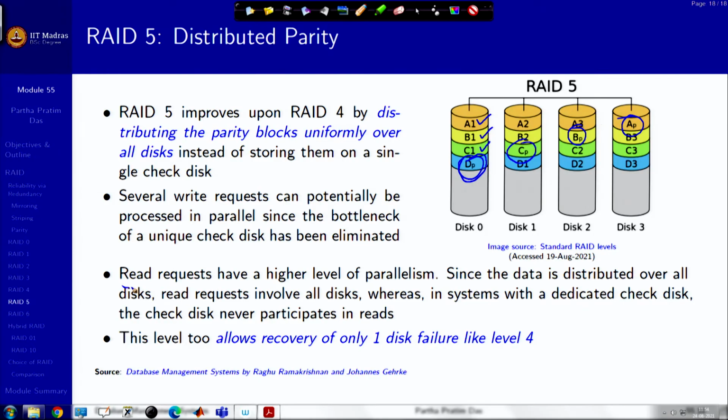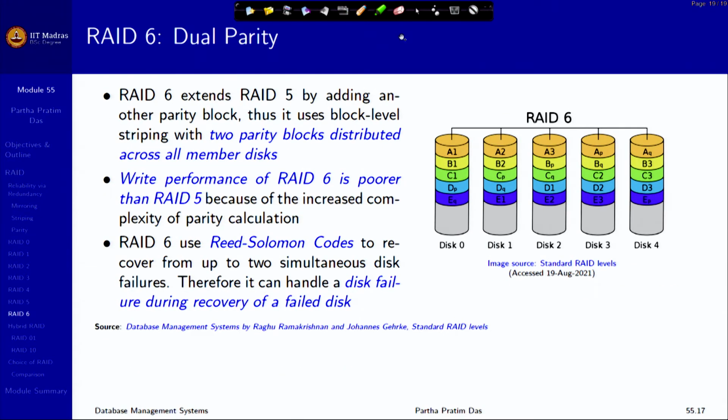Read requests will have a much higher level of parallelism since the data is distributed all over the disks. Read requests involve all disks, whereas in a system with a dedicated check disk, the check disk never participates in the reads. It allows recovery from only one disk failure, like level 4. So, in terms of failure, it does not have anything special.